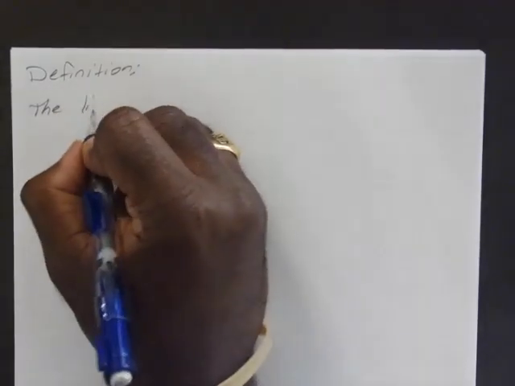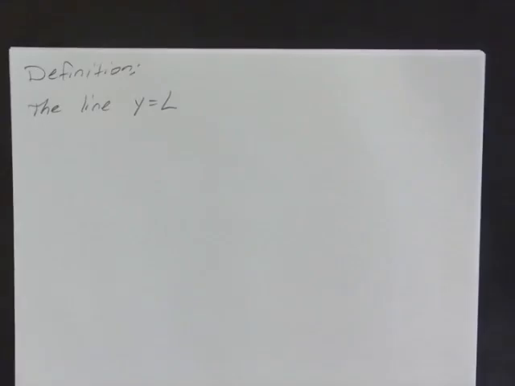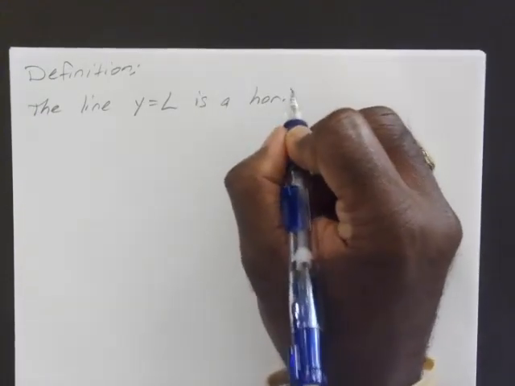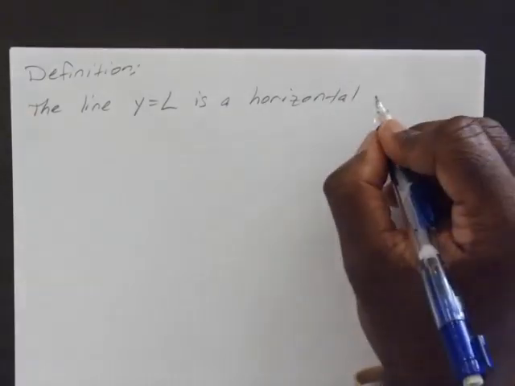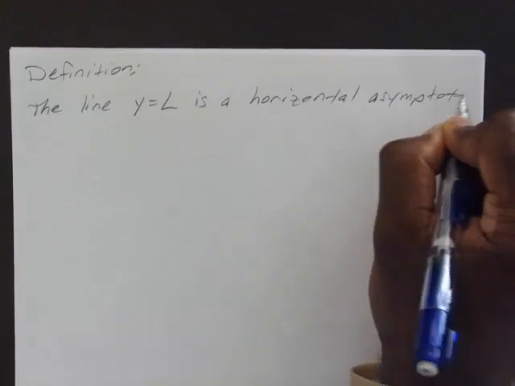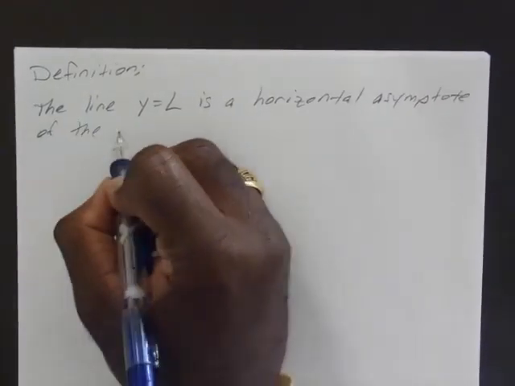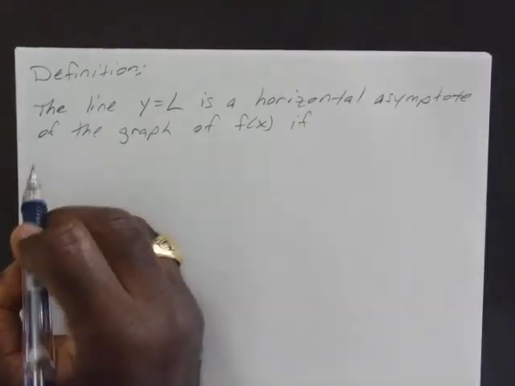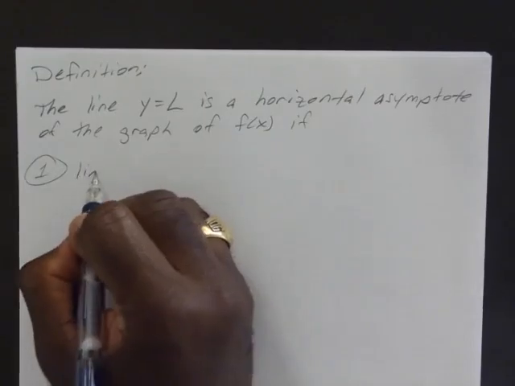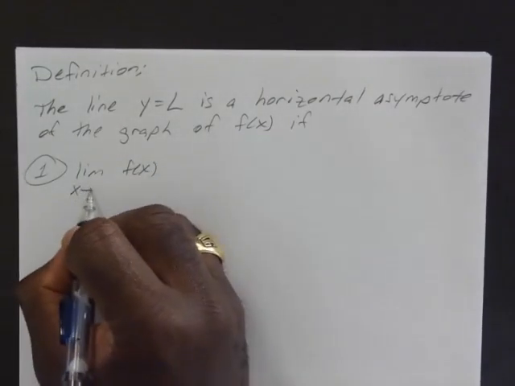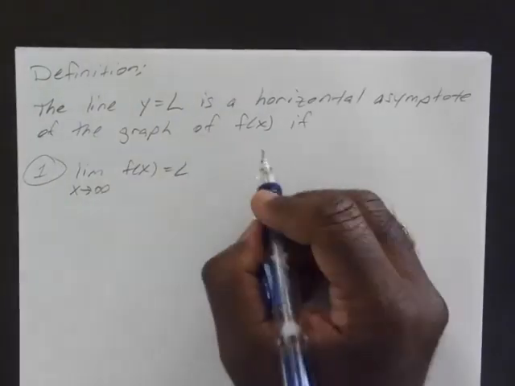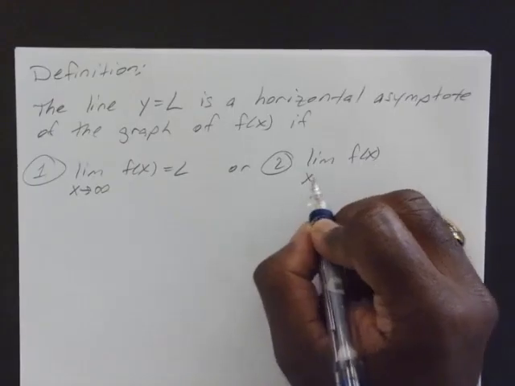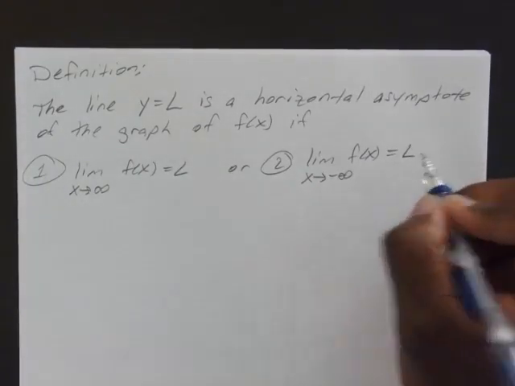Okay. So we know that the line y is equal to some value we will call L is a horizontal asymptote of the graph of f of x if, first condition, the limit of f of x as x approaches infinity is equal to L, or the limit of f of x as x approaches negative infinity is equal to some value L.